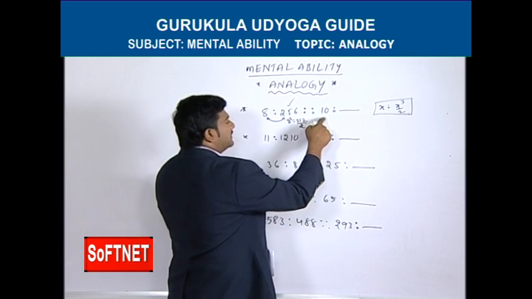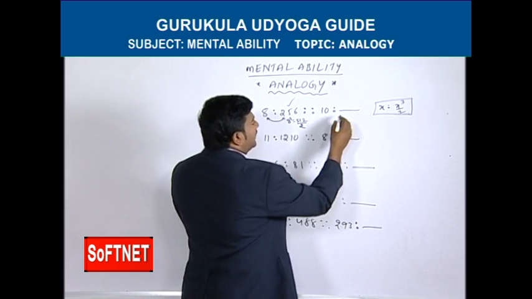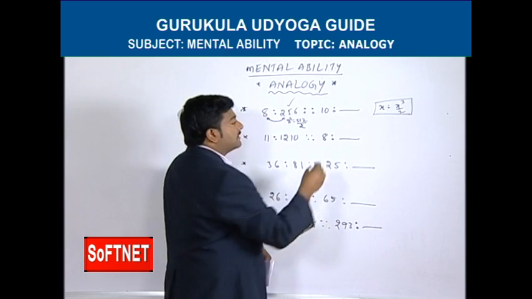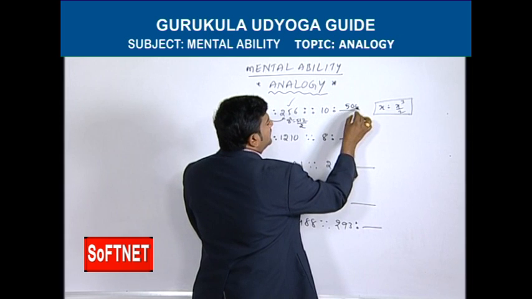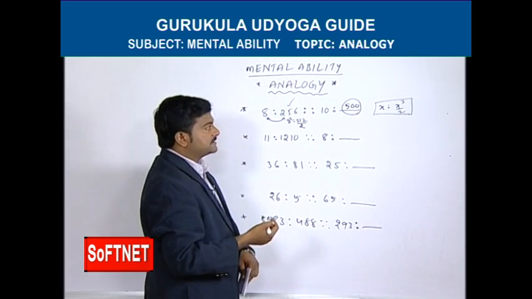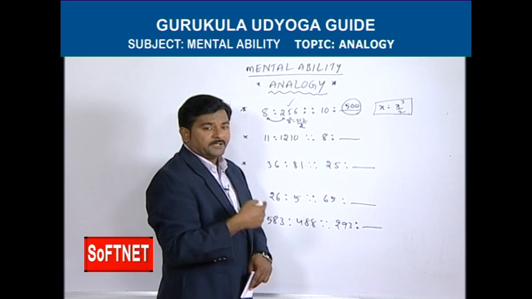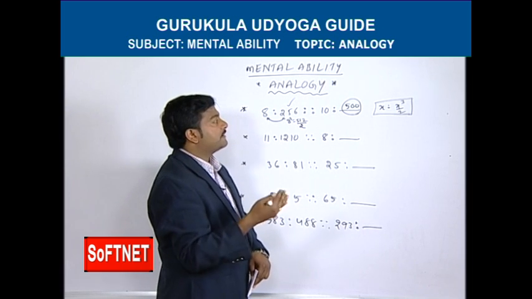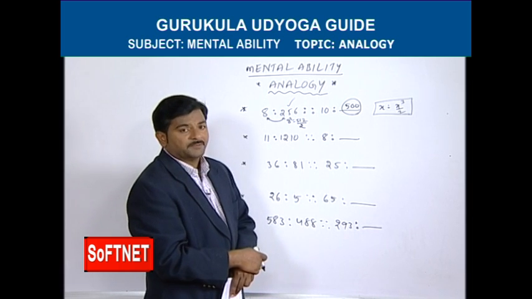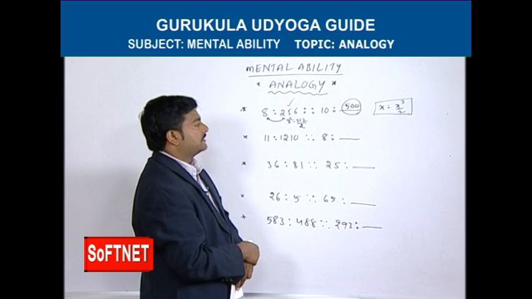Similarly, 10 is there, 10 cube. 10 cube value we know is 1000. Half of 1000 we can write as 500. Once again, 10 means 10 cube by 2. 10 cube value is 1000, half of 1000 is 500. That is the concept involved in this question.